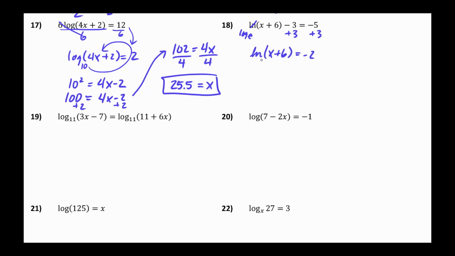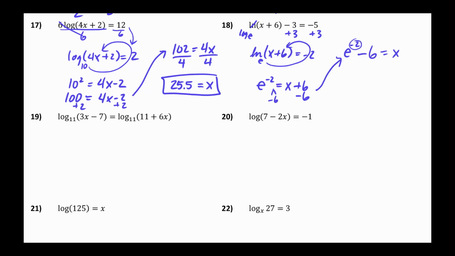Now we have to think about this is e. So e, and if I swirl it around, e to the negative 2 equals x plus 6. All right. Seems like the variable's on its own side now, and I can just subtract 6. But the subtracting 6 goes at the other end. It does not go up with the negative 2. It's negative 6 is its own number. So I get e to the negative 2 minus 6 equals x.